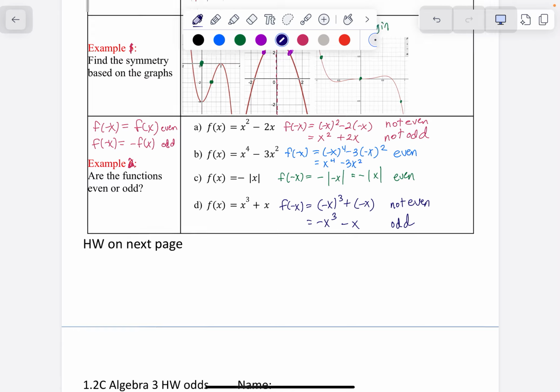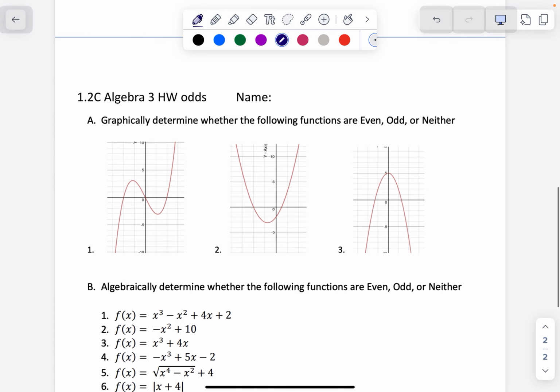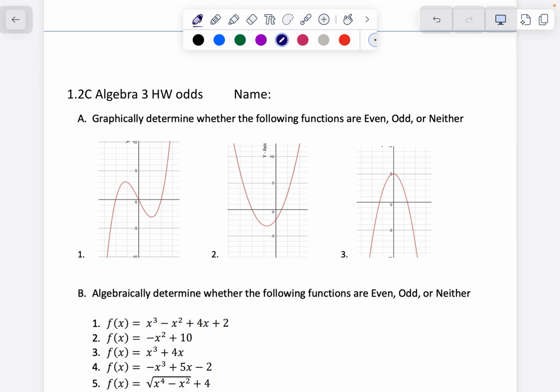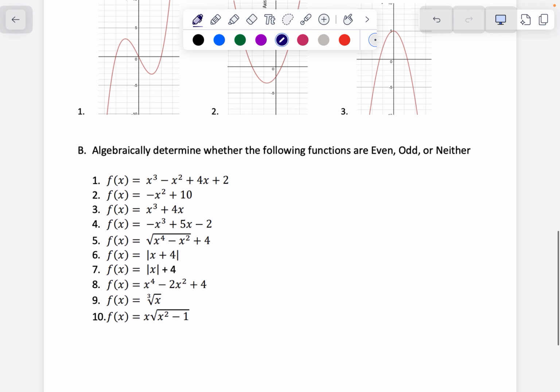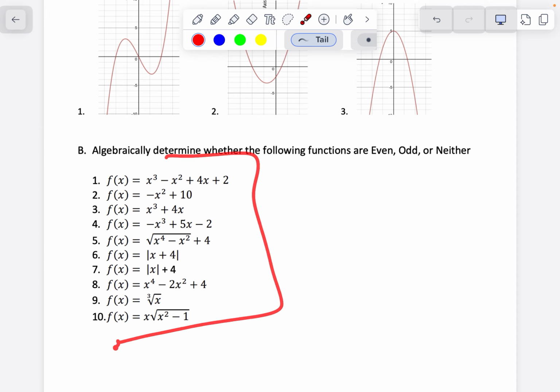So your job is to work on these. The first 3, you're going to be just graphically saying if they're even, odd, or neither. The bottom 10, you are sticking in negative x to each of them and saying, did they look even or did they look odd? And then if you want to check your work as you go in Desmos to see if you're doing your algebra right, but I want to see these. I want to see the algebra. You're just sticking in negative x and seeing how does it change.